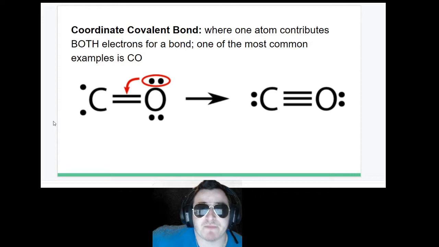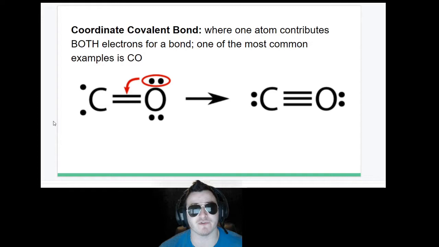Next, we're going to look at another special type of bond, and this is called a coordinate covalent bond. This is a very rare circumstance, but does happen in a few examples. And this is the main example we're going to look at, carbon monoxide. A coordinate covalent bond is where one atom contributes both of the electrons for a bond.